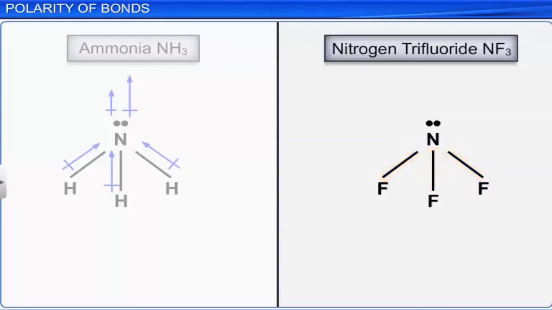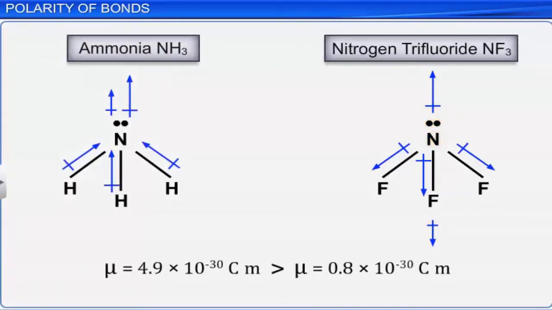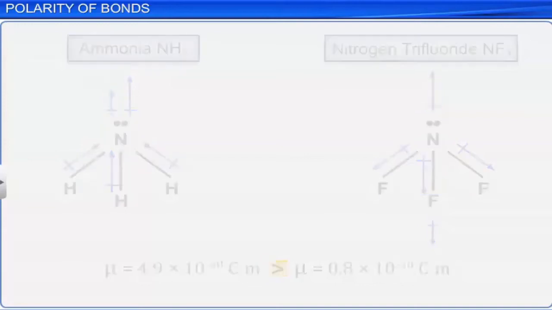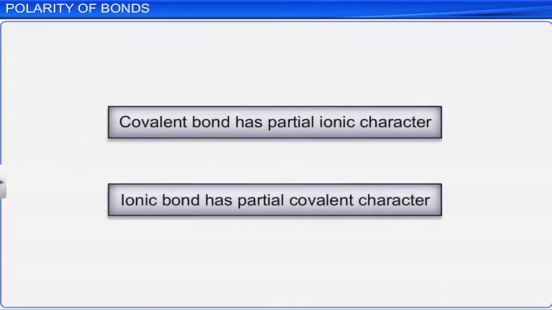Since fluorine is more electronegative than nitrogen, the bond dipole is towards the fluorine. The resultant dipole moment is in the opposite direction of the orbital dipole due to the lone pair of electrons on the nitrogen atom. Hence, the dipole moment of ammonia is more than that of nitrogen trifluoride. Hence, we can conclude from the polarity of bonds and dipole moment that a covalent bond has a partially ionic character.